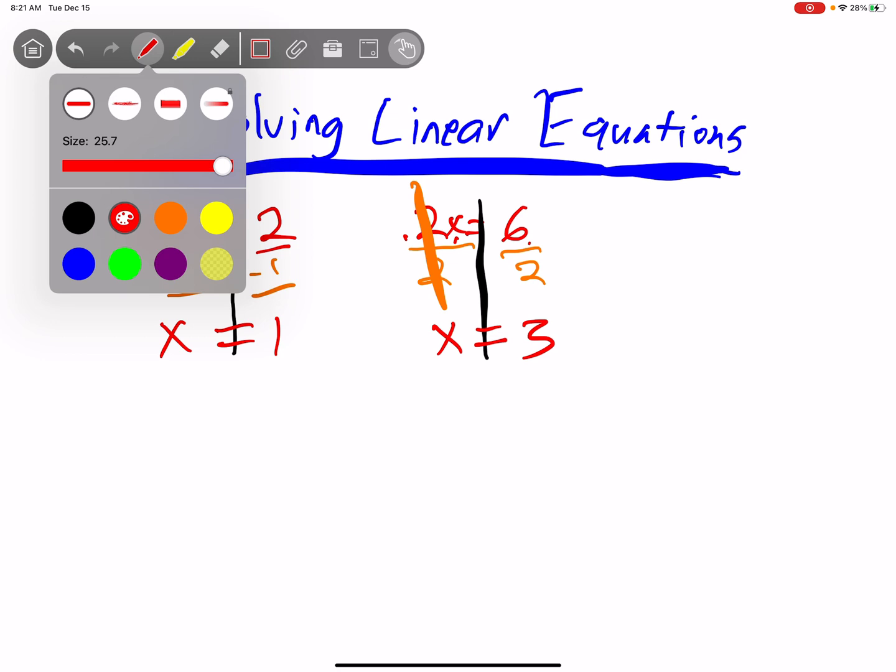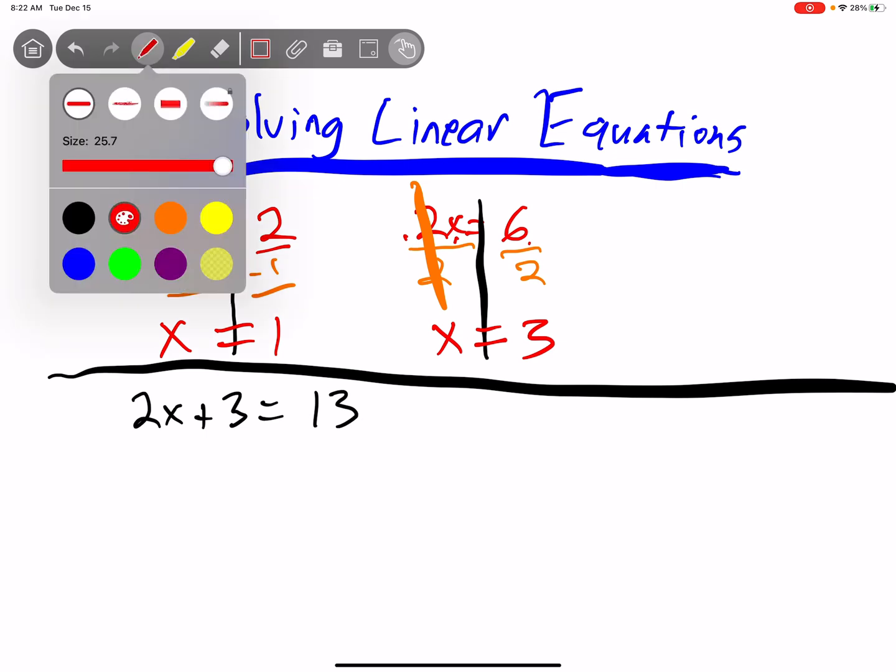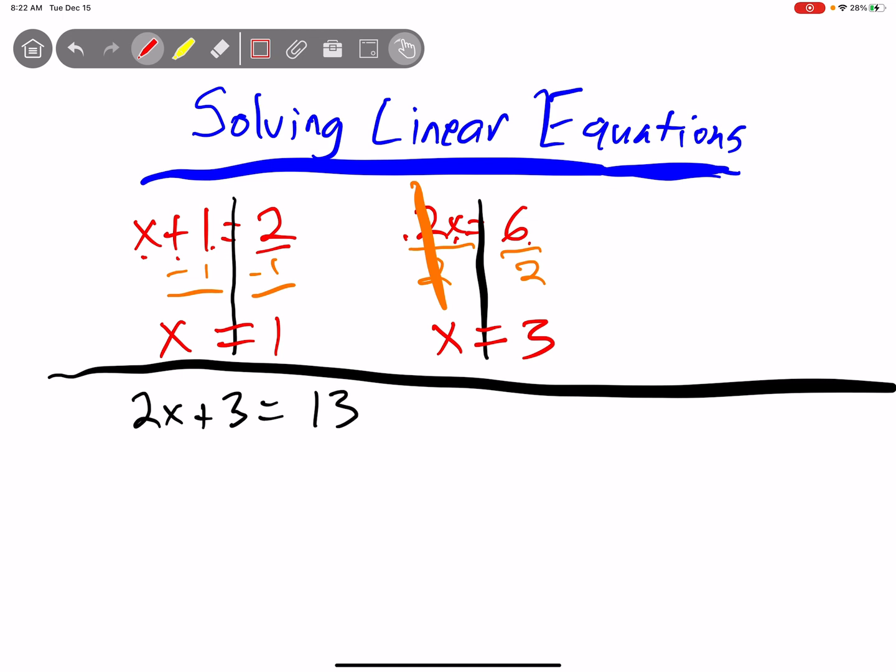Then in September, we talked about two-step equations. Looked a little different, something like 2x plus 3 equals 13. In this case, we said that we were going to use inverse operations again, but this time we were going to work from what was furthest from x, which was either addition or subtraction, first, and then get rid of any multiplication and division.